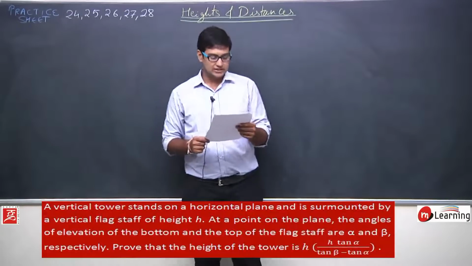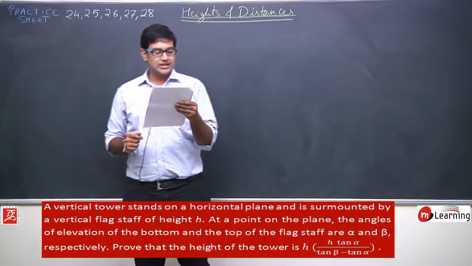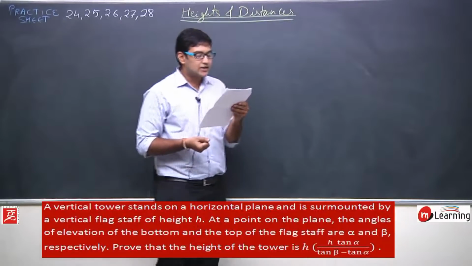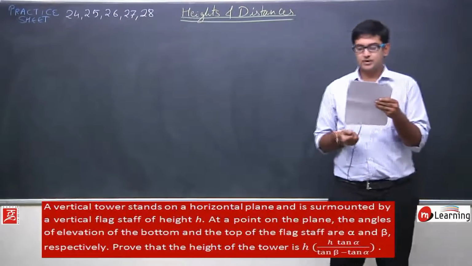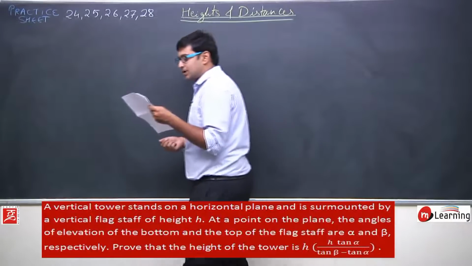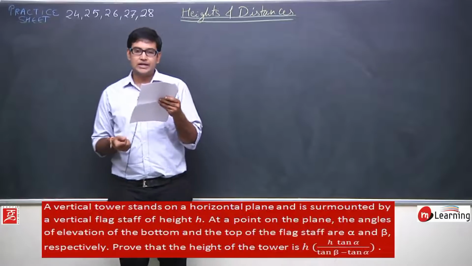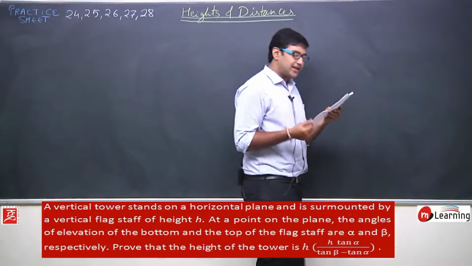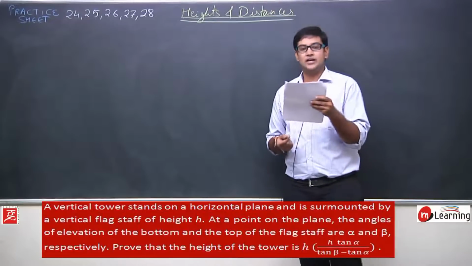Okay, let us now discuss question number 24 from the practice sheet. Question number 24 says, a vertical tower stands on a horizontal plane and is surmounted by a vertical flagstaff of height h. At a point on the plane, the angles of elevation of the bottom and the top of the flagstaff are alpha and beta respectively. Prove that the height of the tower is h times tan alpha upon tan beta minus tan alpha.